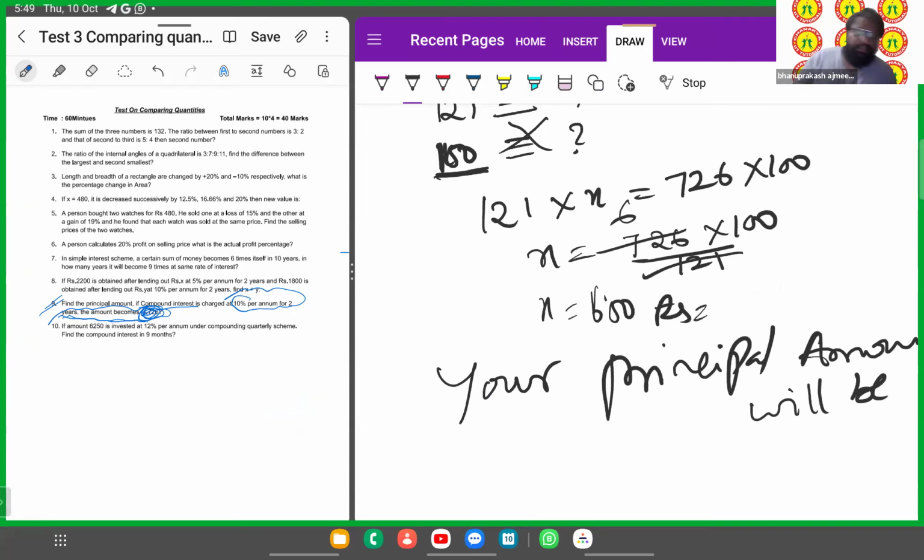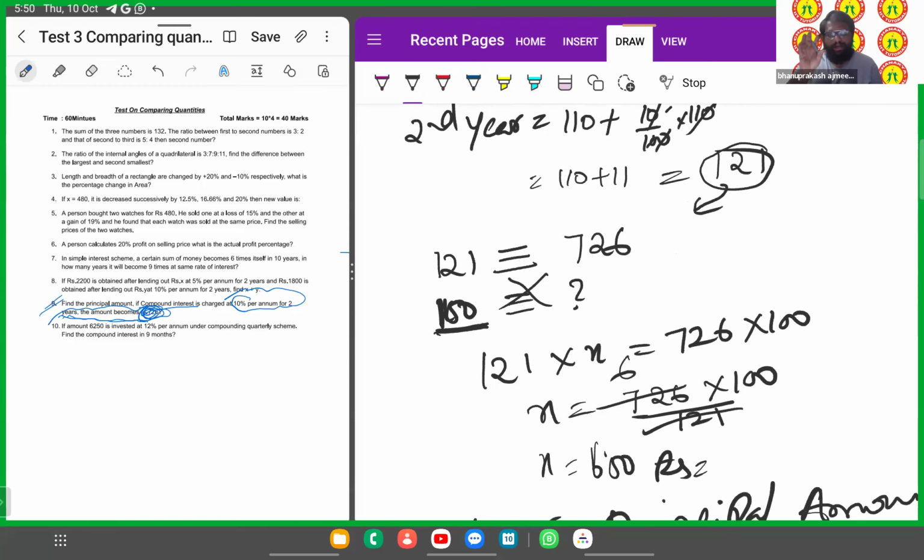Previously, what did we do in the previous question? So initially we assumed 100%, 100 rupees. We don't know the base amount here. Base amount, that is principal, we don't know. So what I am assuming is 100 rupees is given to me. You are the lender, I am the borrower. After 2 years, I need to pay 726 rupees to you.